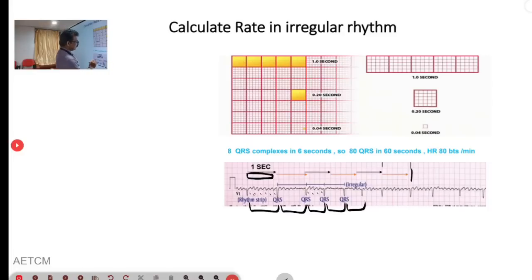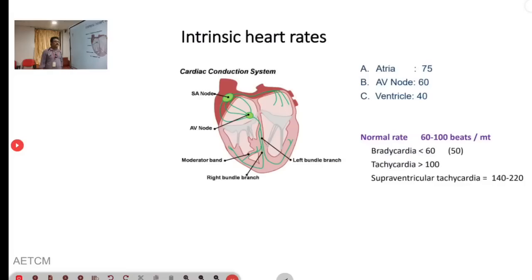In that 6 seconds, how many QRS complexes are coming? You can see 1, 2, 3, 4, 5, 6, 7, 8. 8 in 6 seconds, so in 60 seconds, 10 times that, you get 80. So that will be the rate. But don't worry, most of the newer ECG machines will show the rate. We need not calculate.